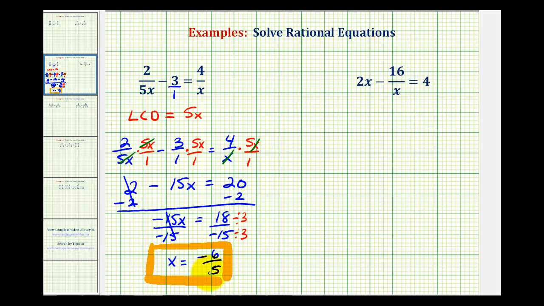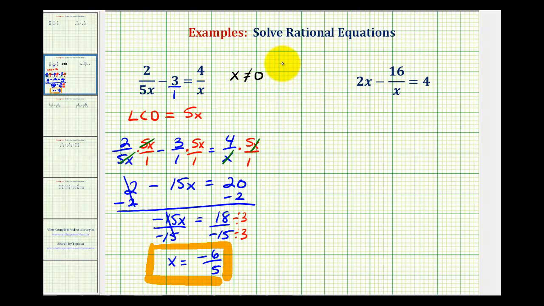Now there is one more thing we should mention. Since we do have x in the denominator, we know x could never be equal to 0. And we should be aware of this because if we did solve this equation and we had x equals 0, of course it would not be a solution because we'd have division by 0.